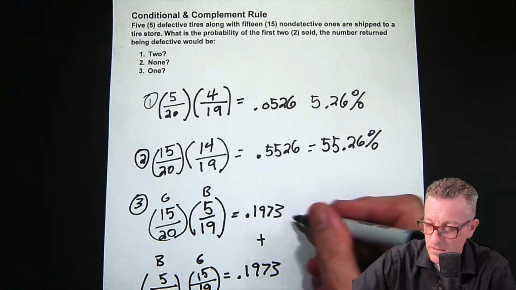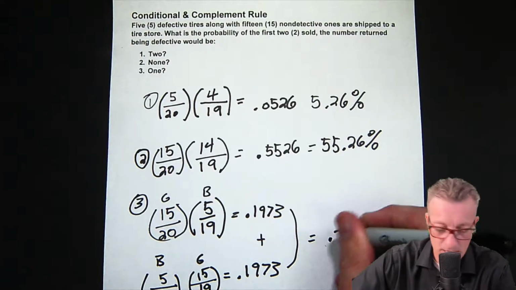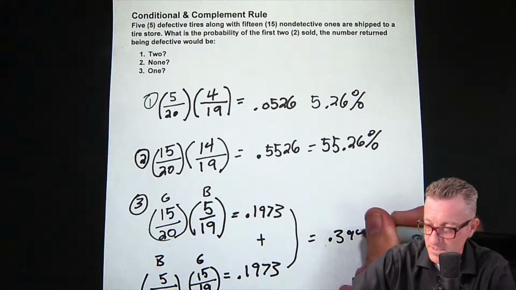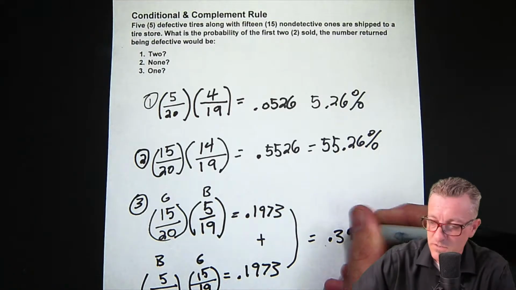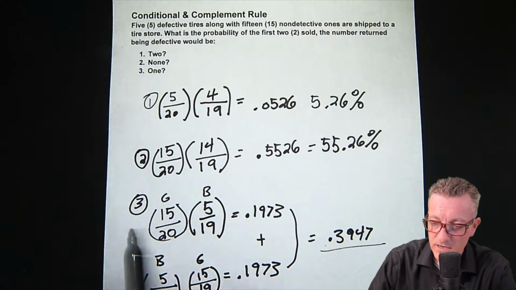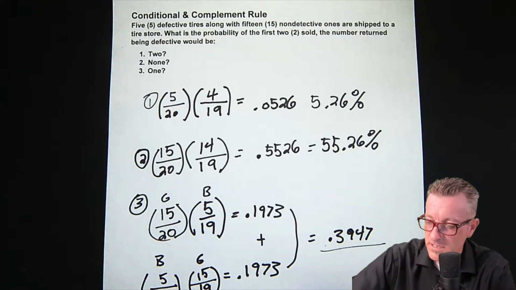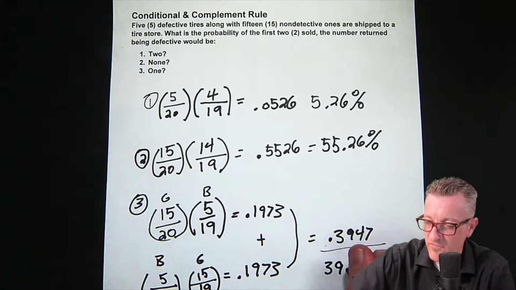our answer ends up being 0.3947. So just to emphasize, if you know that you're flipping them, you actually don't have to solve it again. You can just multiply it by 2, and that's fine. So it ends up being 39.47%.